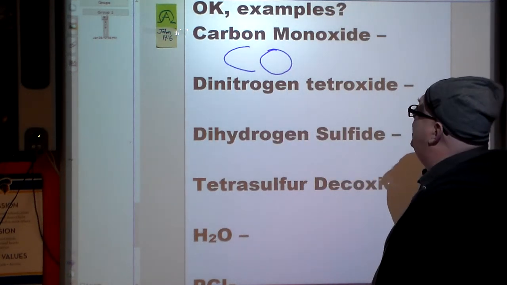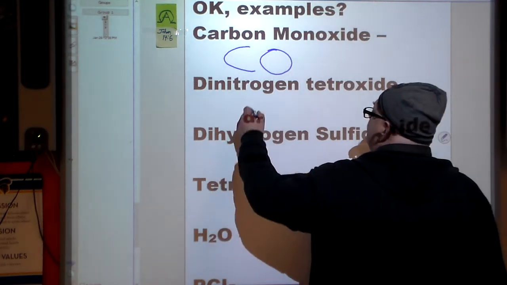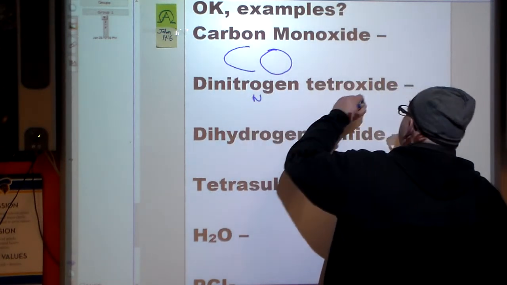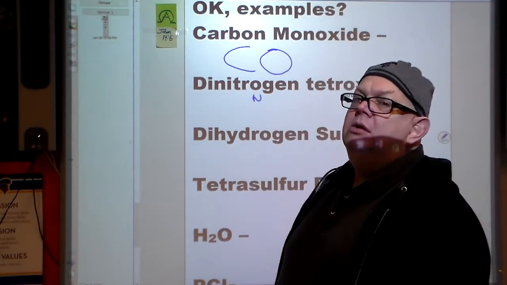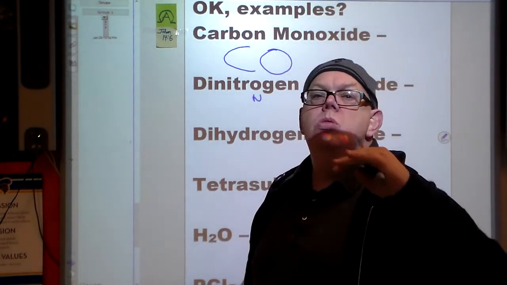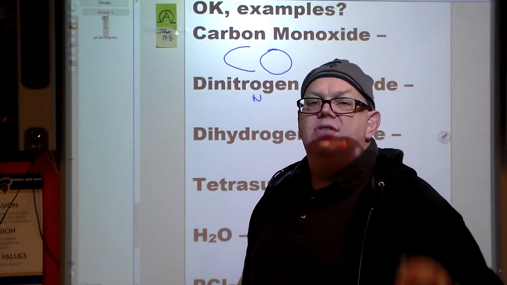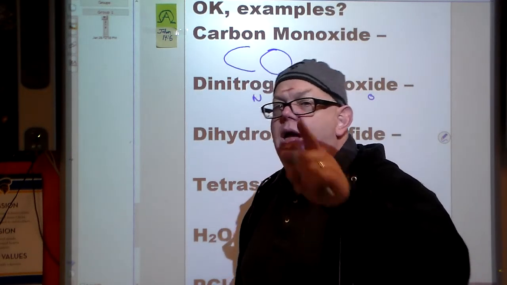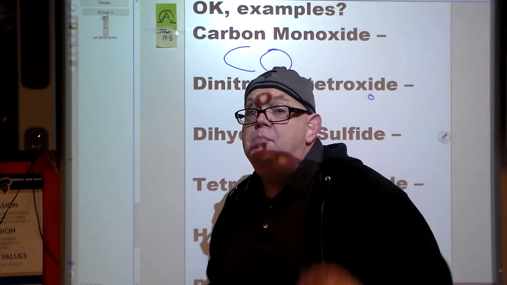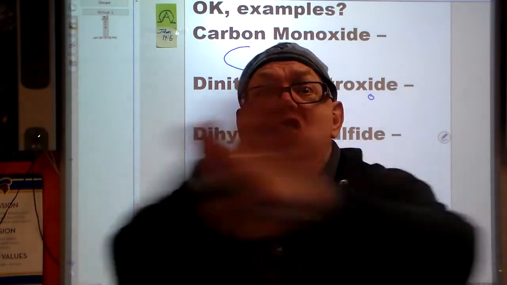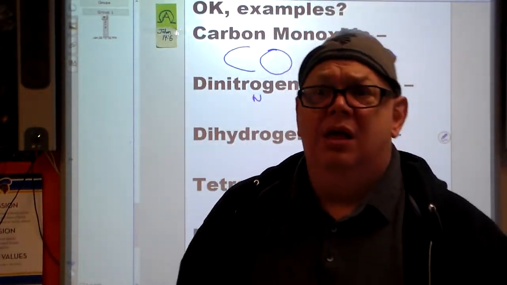Dinitrogen tetroxide. Well, I have a nitrogen here. I know that's going to be an N. The oxide's going to be an O. Now, are we worried about balancing formulas here? No, we are not. This is different from the binary ionic compounds, a metal and a nonmetal. If you're looking for binary ionic compounds, turn the video off and get back to the other video, yo!